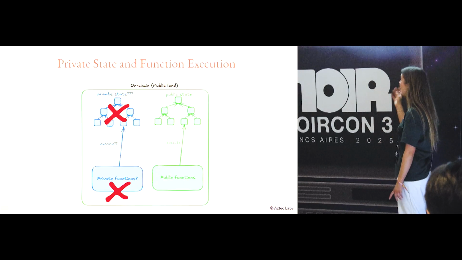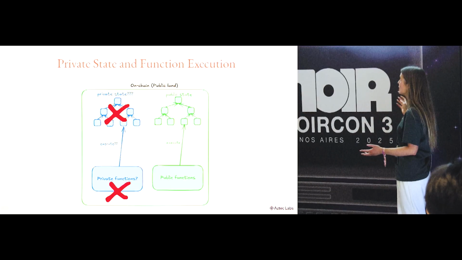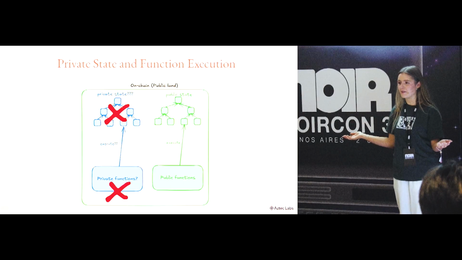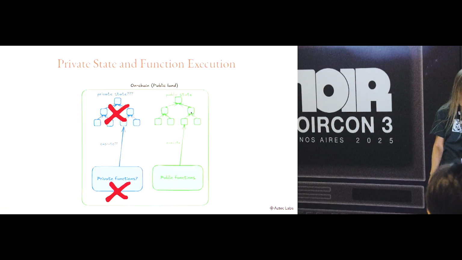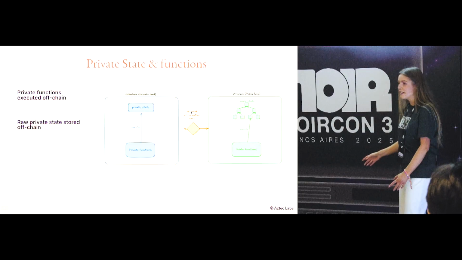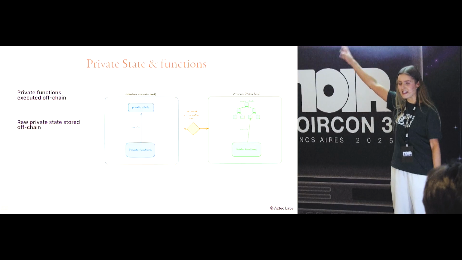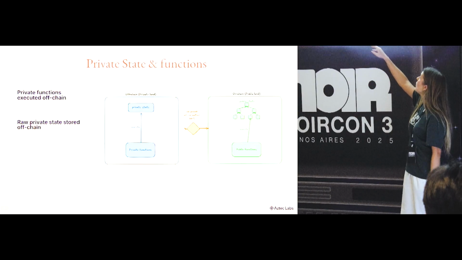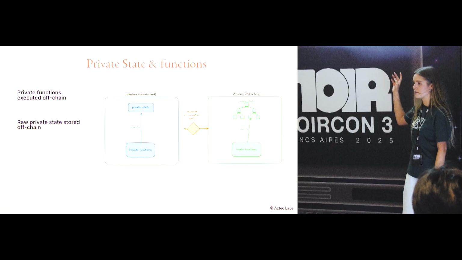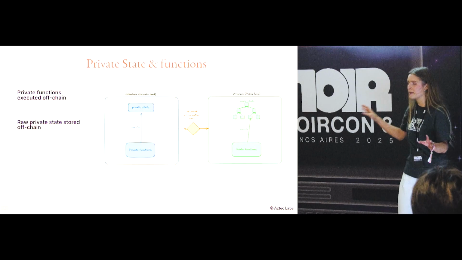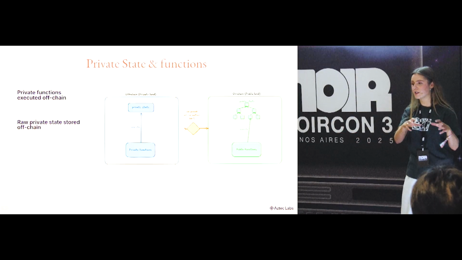Private state cannot be stored on-chain, and private functions cannot be executed on-chain. Because, of course, if we did that, everyone would be able to see it. That would not be a good thing, so we can't do this. Therefore, we've got to do things differently. Instead, we execute private functions off-chain, and we store private state off-chain in its raw form. We then prove the execution on-chain by sending a ZK proof to the sequencers. That's pretty much it. Sounds not too complex, because, to be honest, at this point, it's not. Private state is off-chain, public state is on-chain. That's it.